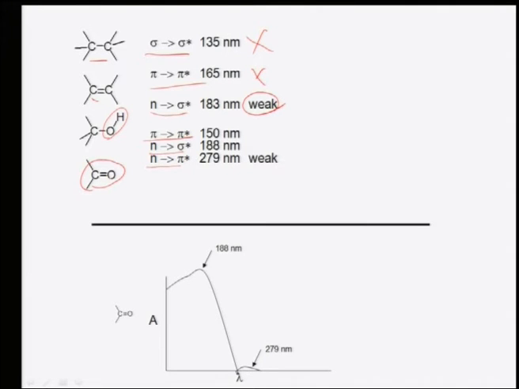To give you a ketone situation, you can see that there are spikes in the wavelengths at 188 and 279 when you plot absorption versus wavelength. So these two are telling you that two kinds of transitions are possible. The one at 279 corresponds to n to pi star, and 188 corresponds to n to sigma star transitions.